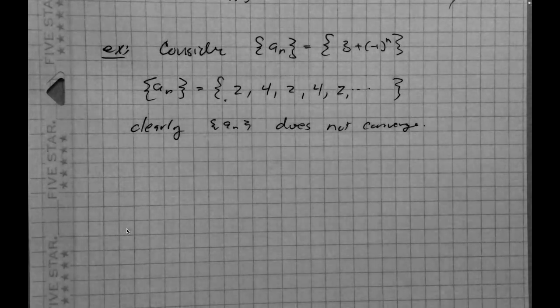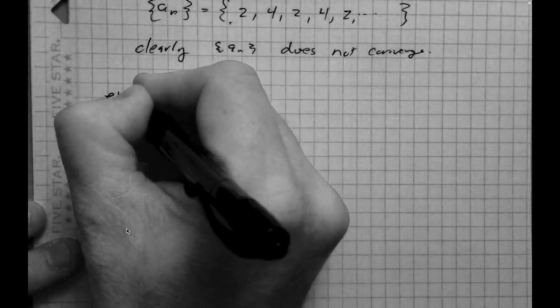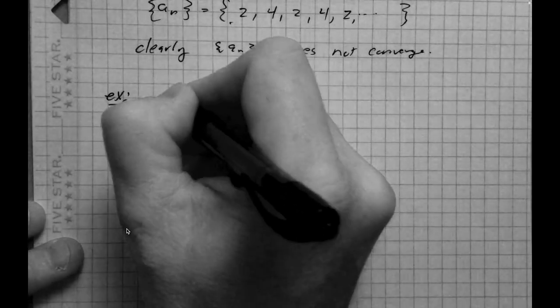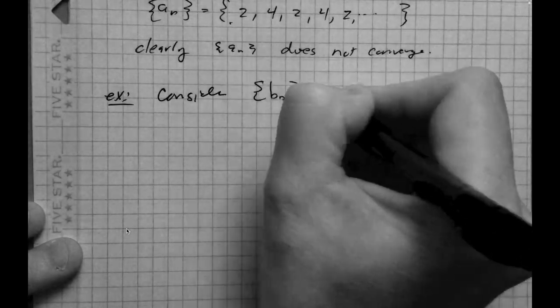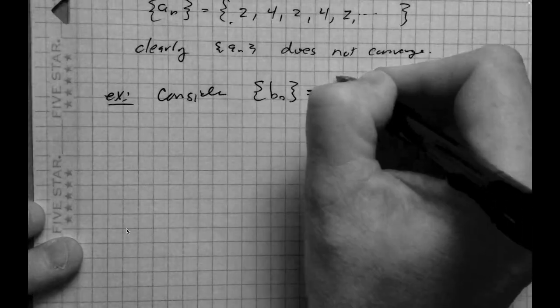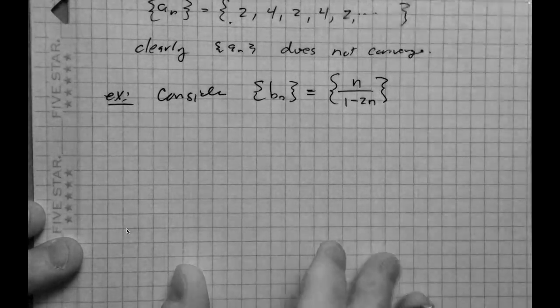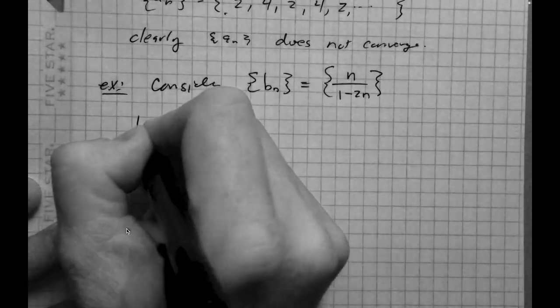Perfect. So that's the first example. This one does not converge. What about, let's consider the sequence b of n equals n over 1 minus 2n. This is a more interesting sequence. All right, so remember what this one looked like.